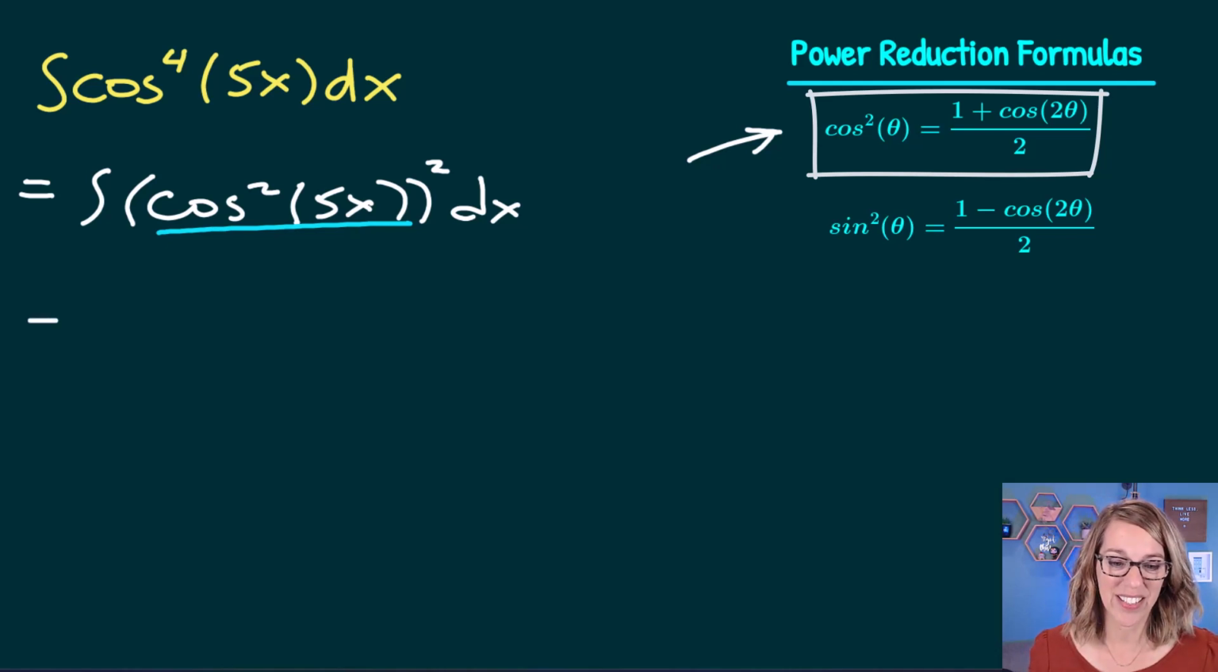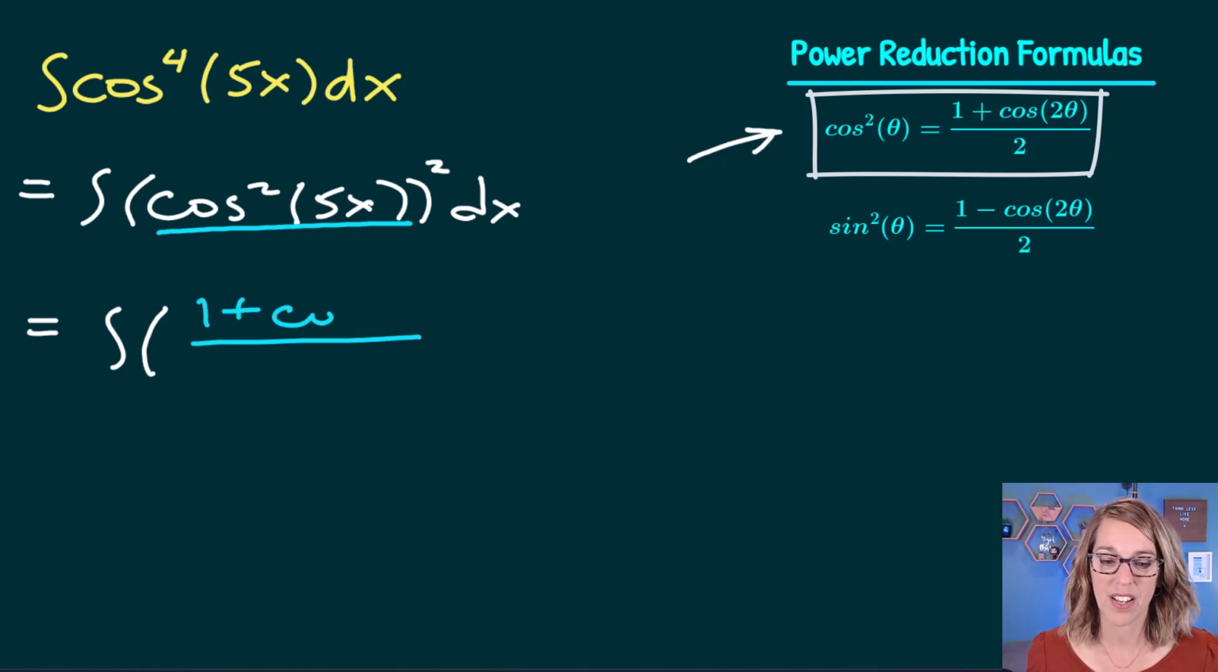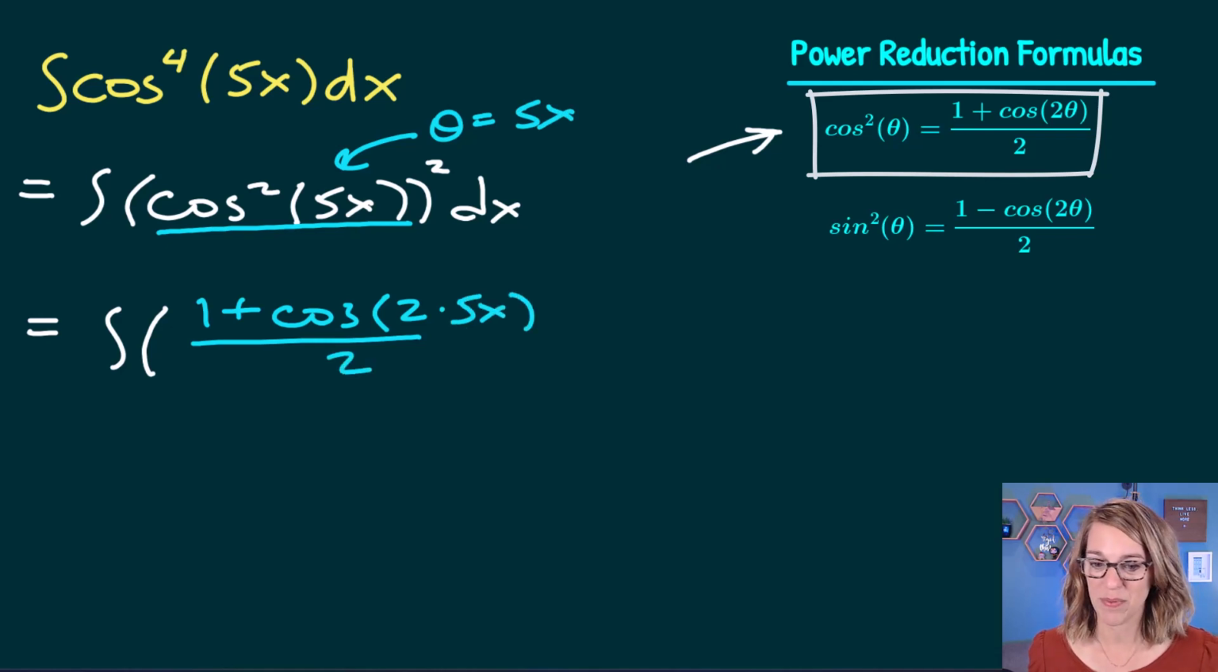As I do that, I end up with the integral, parentheses. Here comes my power reduction formula on the inside. I get the fraction 1 plus cosine 2 times theta, but in this case, theta is equal to 5x. So that's going to be 2 times 5x, all divided by 2. And this is all squared and then a dx.